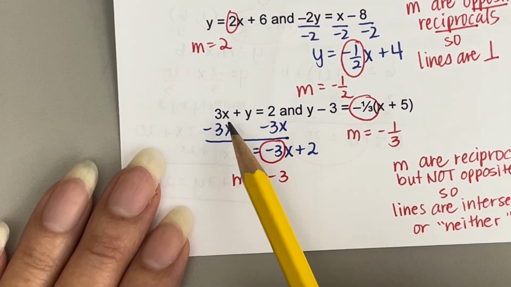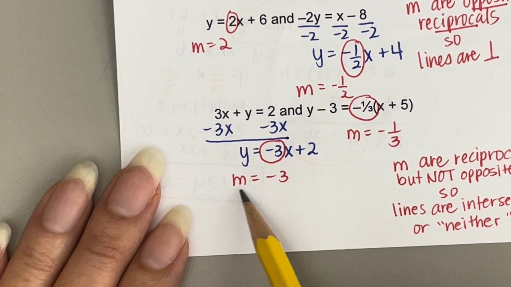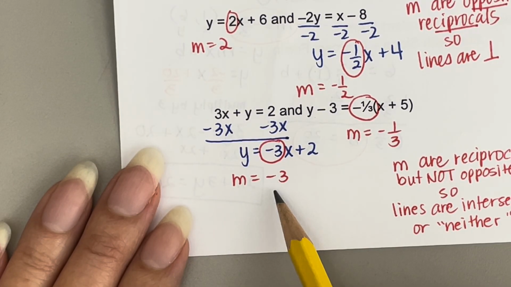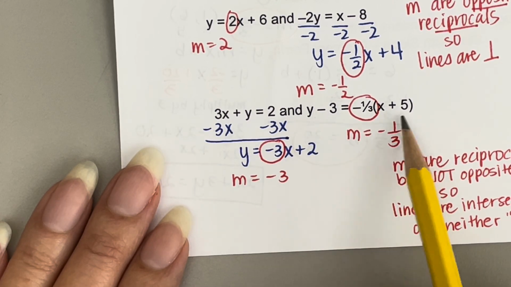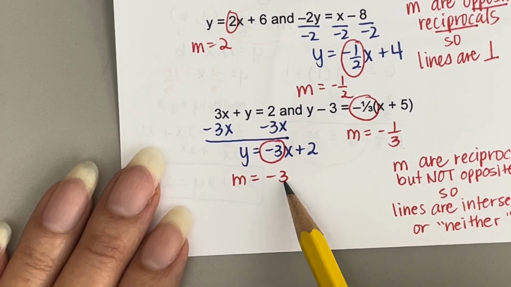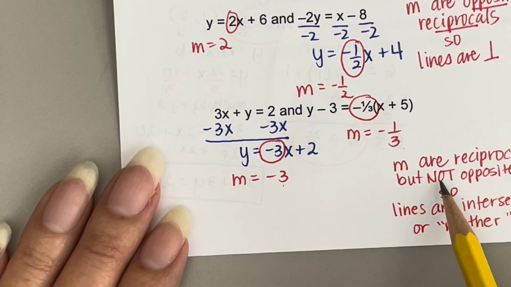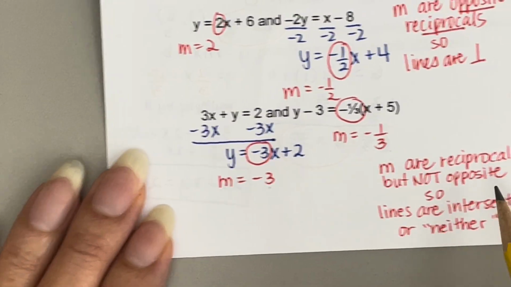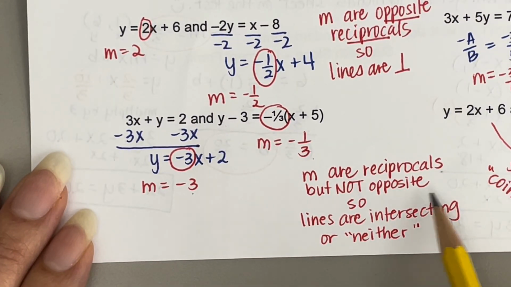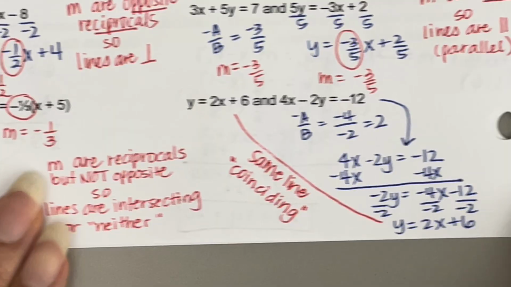In this example, we're going to move the 3x to the right side so that we can get the slope, which is negative 3. Now this equation is already in point slope form. So the slope is negative 1/3. Now these look like they're related. They are actually reciprocals of each other, but they're not opposite. So they're not opposite reciprocals. So therefore the lines are just intersecting or neither parallel or perpendicular.